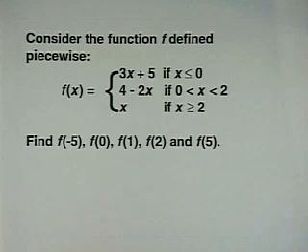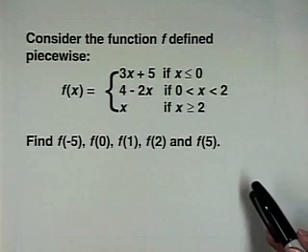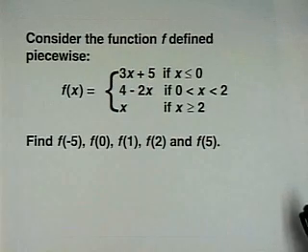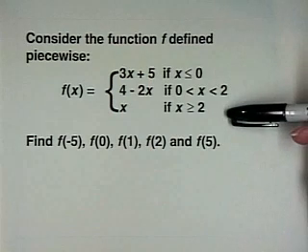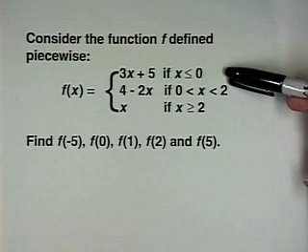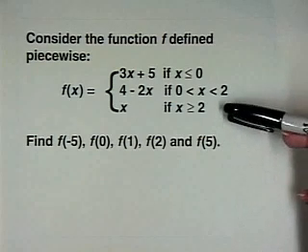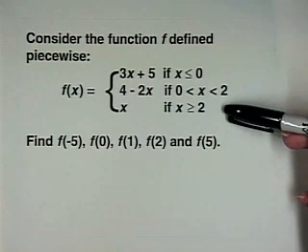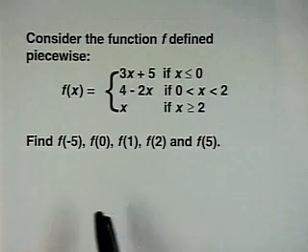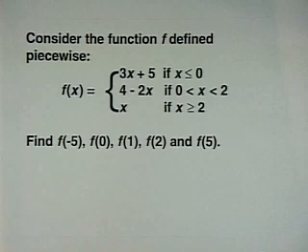Let's consider the function f, which is defined as follows. f of x equals, and notice that there are three pieces to this definition. 3x plus 5 if x is less than or equal to 0. It's defined as 4 minus 2x if x is a value between 0 and 2, and defined as simply x if x is greater than or equal to 2. Let's see how to evaluate this for different values of the independent variable.